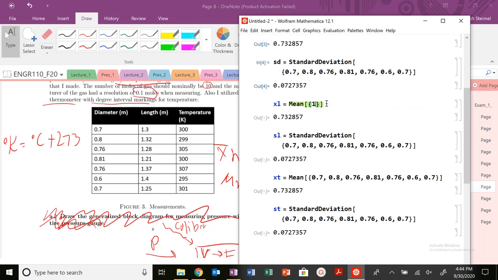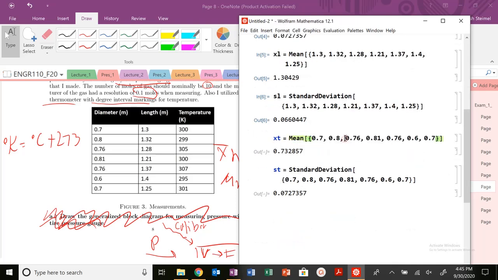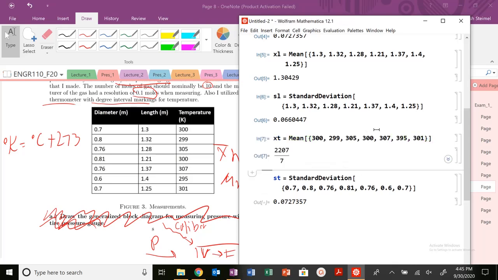Luckily, these are all in meters. Be careful with units. You never know what I might do. 1.28, 1.21, 1.37, 1.4, 1.25. Take this list, copy it, paste it. Let's do the temperature. So we got 300, 299, 305, 300, 307. Hopefully I don't make a mistake on here. 295, 301. Let's do that numerically.